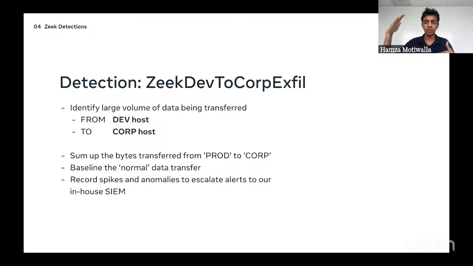What we do is we sum up all the bytes that we see between those domains that we spoke about, like from prod to corp, and then we baseline what is novel. Like this employee usually just transfers a few megabytes, or this connection only lasts a few seconds, but suddenly we've seen 50 gigabytes of data being transferred from a dev host to a corp host, which could indicate attempts at exfiltration, whether it's sensitive user data or code base or intellectual property. We want to know what's happening, right? And we record these spikes and these anomalies and escalate it to our in-house SIEM.